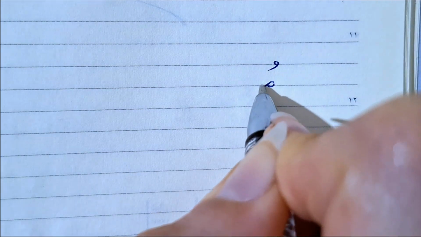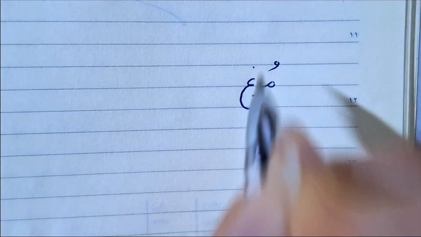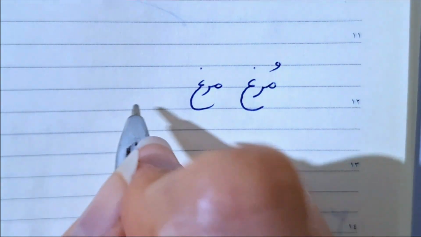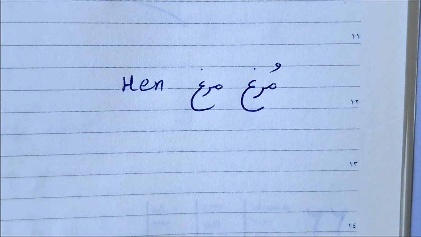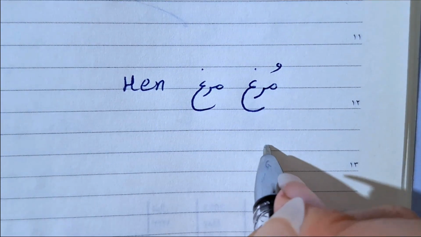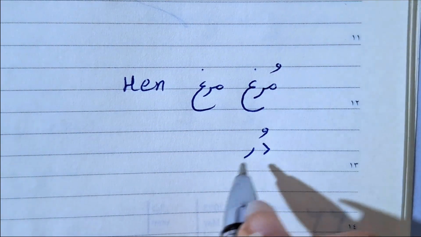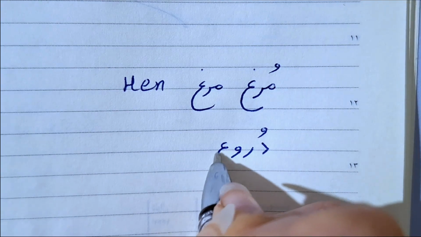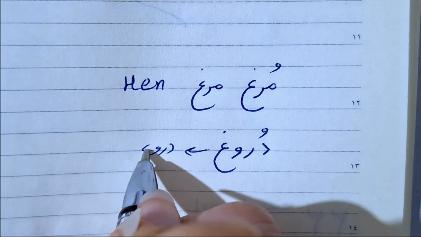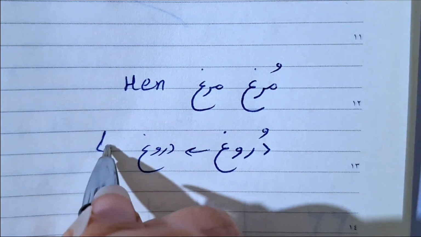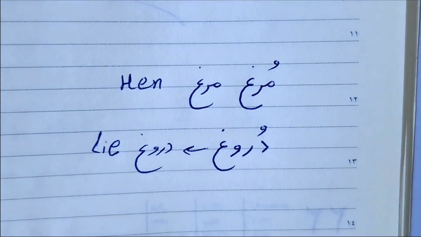And here there are more examples for the separate form of G, like morgh. Morgh means hen. M plus o plus r plus G. Another example, d plus o plus r plus u plus G together, dorugh. Dorugh means lie, which is considered one of the biggest sins in my culture.